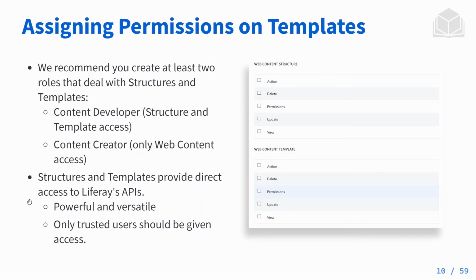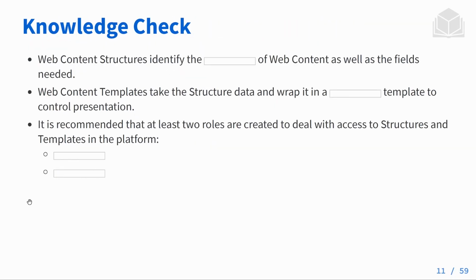So typically we recommend that at least 2 roles are interacting with structures and templates in some way. We have the content developer who's responsible for making sure that these structures and templates are not only created, but configured properly, and the content creator, the one actually using them. Outside of these 2 roles, we typically don't assign anybody else the ability to interact with these structures and templates. So very powerful tools. Make sure that the proper people have access, but nobody else.